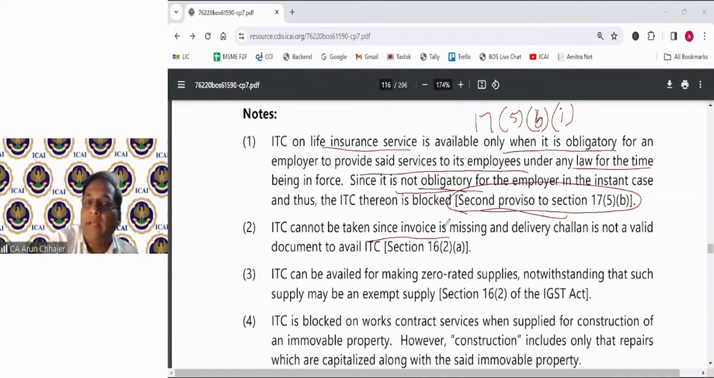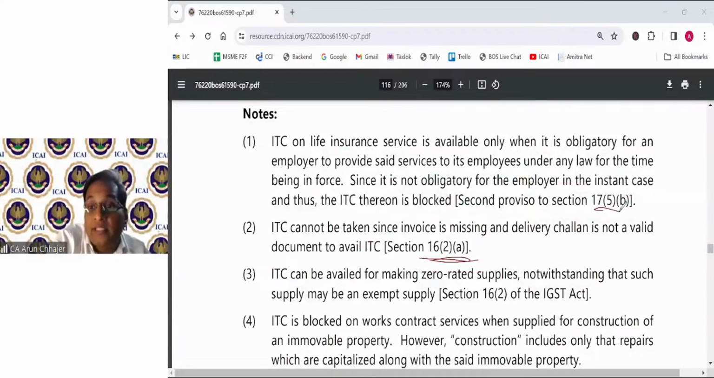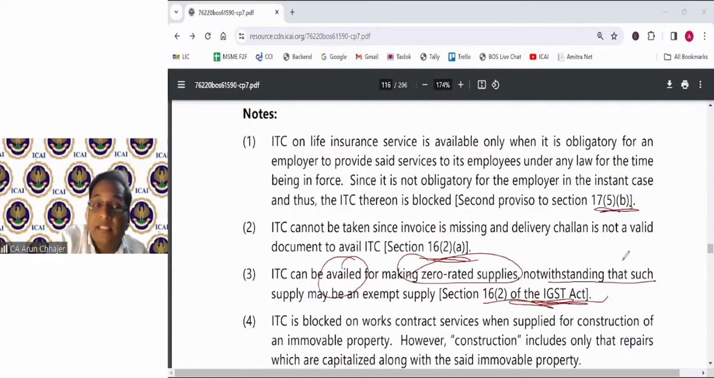ITC cannot be taken because the invoice is not there. Delivery challan is not a valid document to avail the ITC as per Rule 36. Within bracket, you can write 16 subsection 2 clause A. So the point to be noted: here we are talking about CGST, but here we are talking about IGST. ITC can be availed for making zero rated supply, notwithstanding that such supply may be exempted supply.